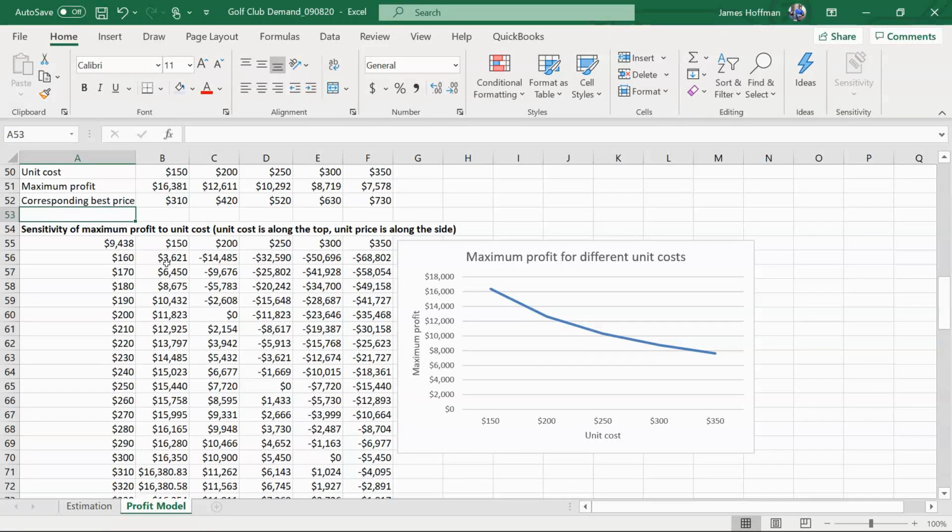Okay, so this just shows us that if the cost to make the clubs changes, given our power curve estimation, then how much do we charge? It depends on the unit cost, but if the unit cost changes, we should charge this amount based on the unit cost. So that's what we concluded.